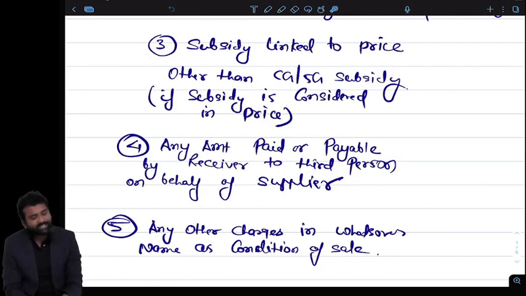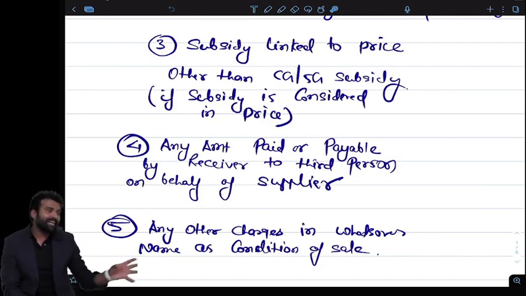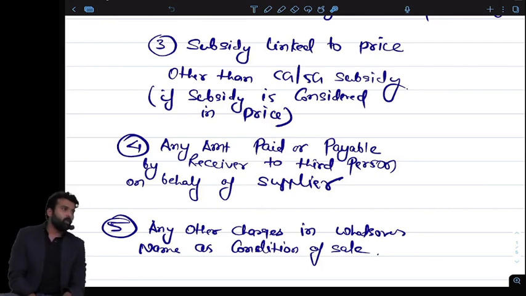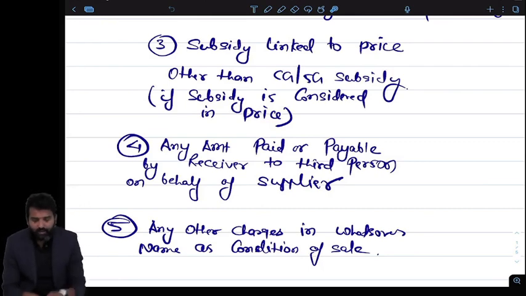Union territory is also covered in CG and SG, because in a union territory the central government rule is applicable, so CG will be applicable there. Okay, central government subsidy is there.